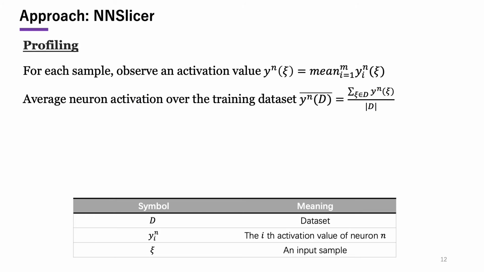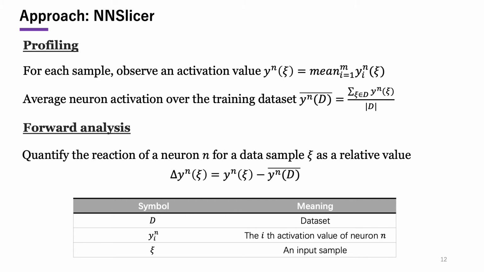Formally, for each input Xi, NNSlicer observes an activation value y_i at neuron n. Then, the average neuron activation value over the whole training dataset is computed. In the forward analysis, NNSlicer quantifies the reaction of a neuron n as delta y_i.